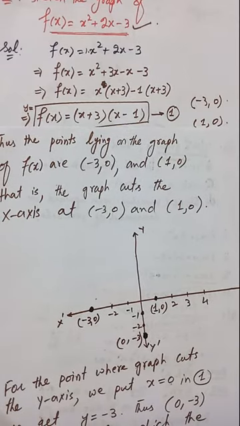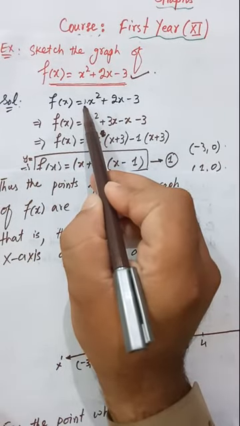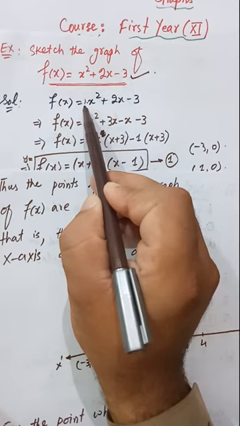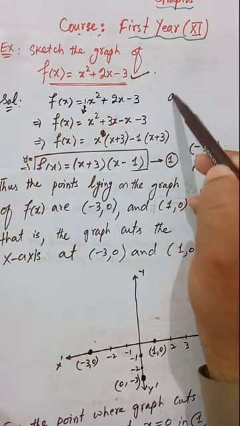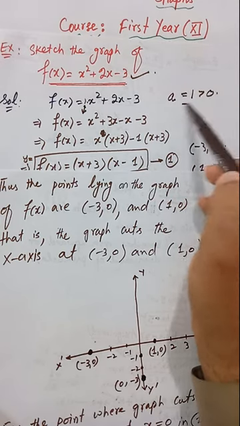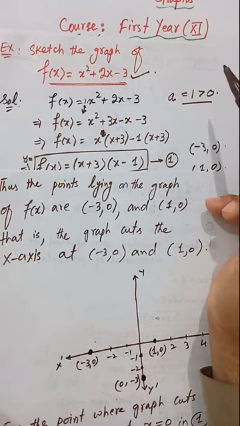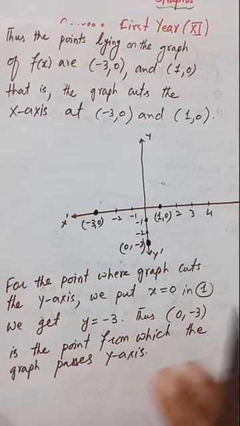Now you see that the variable x square has coefficient 1. So this is the value of a. So this a is equal to 1, which is greater than 0. So the branches will open upward. Now this point is also done. The branches will open upward.